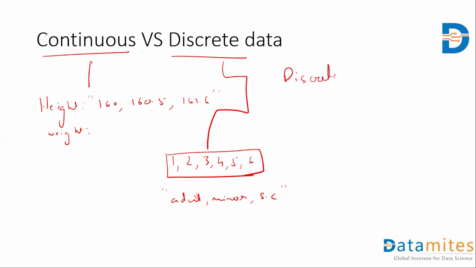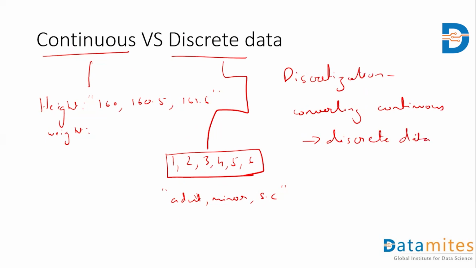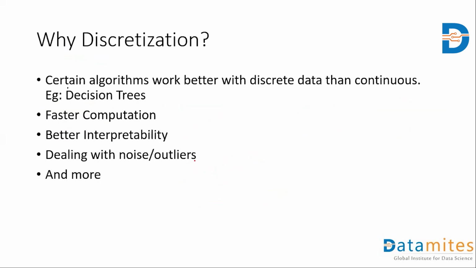discretization is the process of converting a continuous data to a discrete data, right? Why do we do this? There are a different range of reasons why discretization is important.